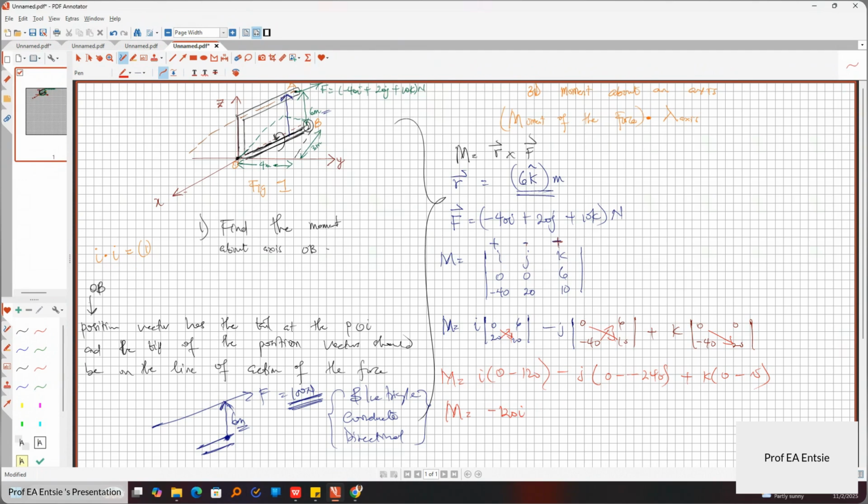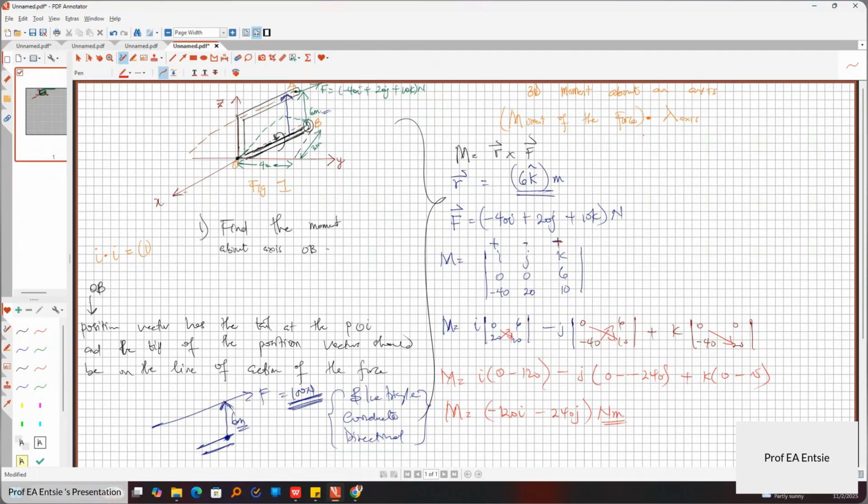This and this will give me positive in the bracket. It will give me positive. Then there is a negative outside, so negative 240J. Then this will not give me anything because 0 times K is 0. So this will be my moment. My moment is negative 120I minus 240J Newton meters. It means there is no component of the moment in the Z axis or the K axis. So now I've gotten my moment.